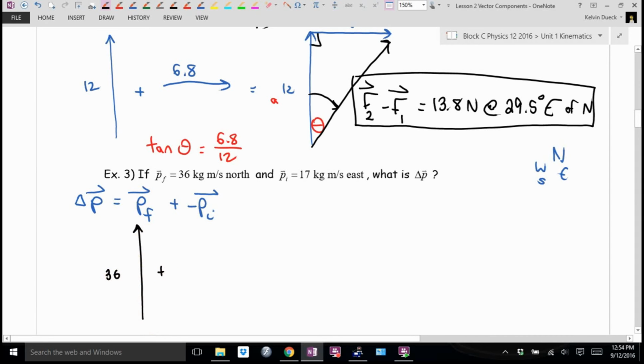36 plus. What was the initial momentum before I mucked around with it? Magnitude and direction. So what will negative that be? Still 17, but instead of pointing to the right, I'll point it to the left. Okay? 17 is about half of 36, so I'm going to put it like that.